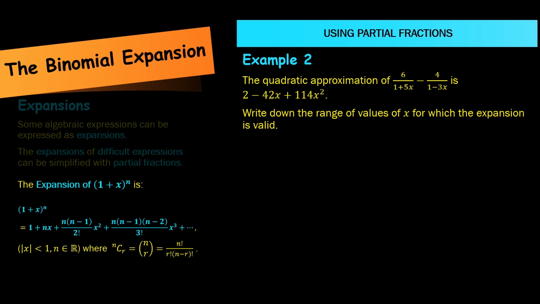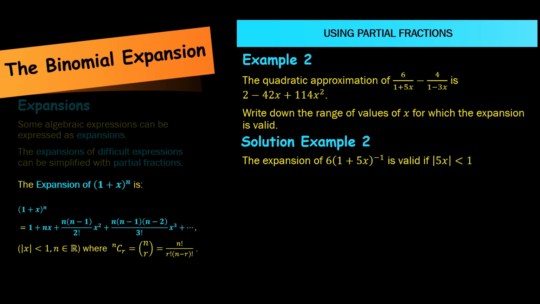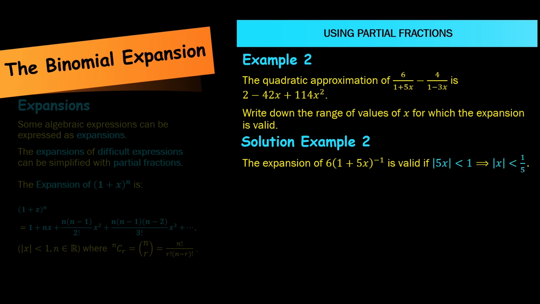So let's solve this. The expansion 6 times 1 plus 5x to the -1, which is of course the first fraction, is valid if mod 5x is less than 1. This of course implies that mod x is less than 1 over 5. If we express this in our diagram, it will look something like this.